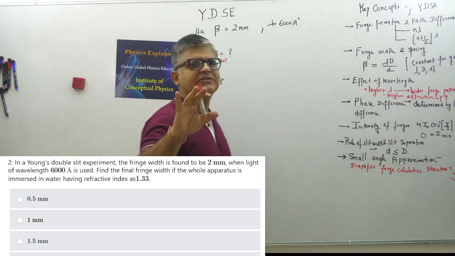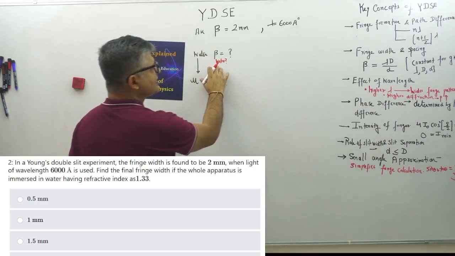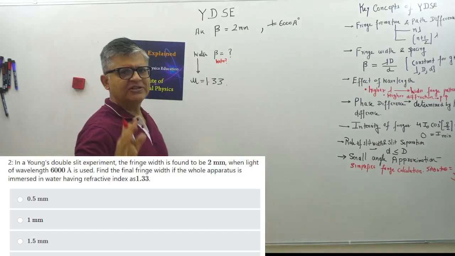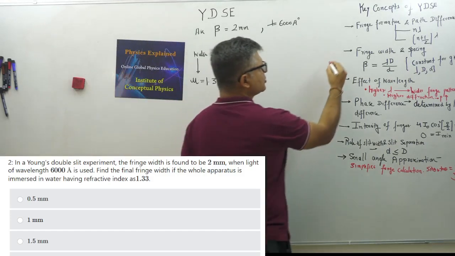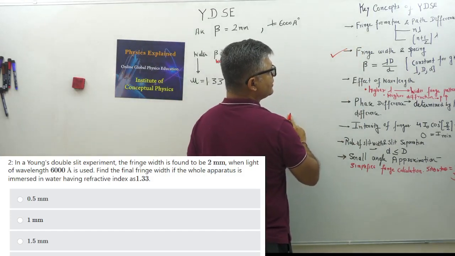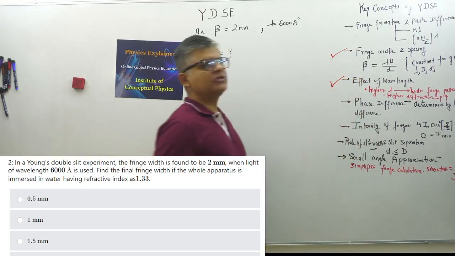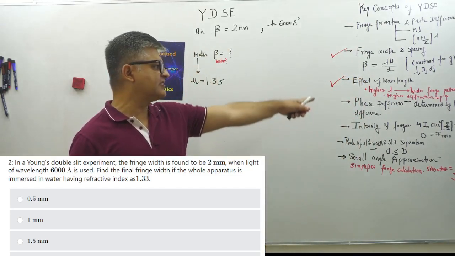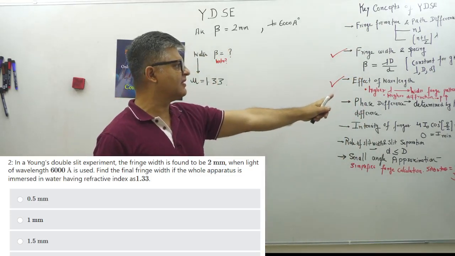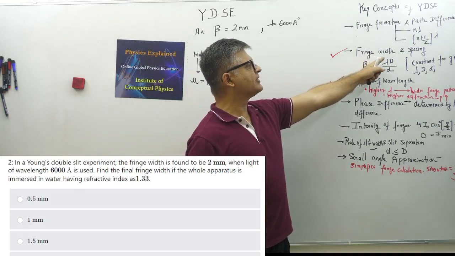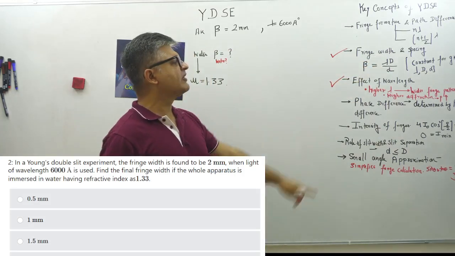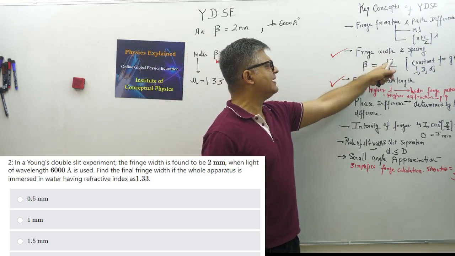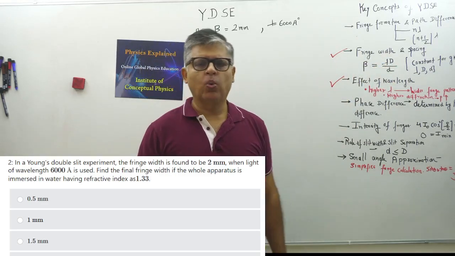let's see what is the concept you have to use. The question is, what is the new fringe width in liquid? So the concept of fringe width and the concept of wavelength, both get utilized. We studied what is the impact of wavelength, what is the impact of fringe width and spacing, what is the impact of lambda, D and d on the fringe width?